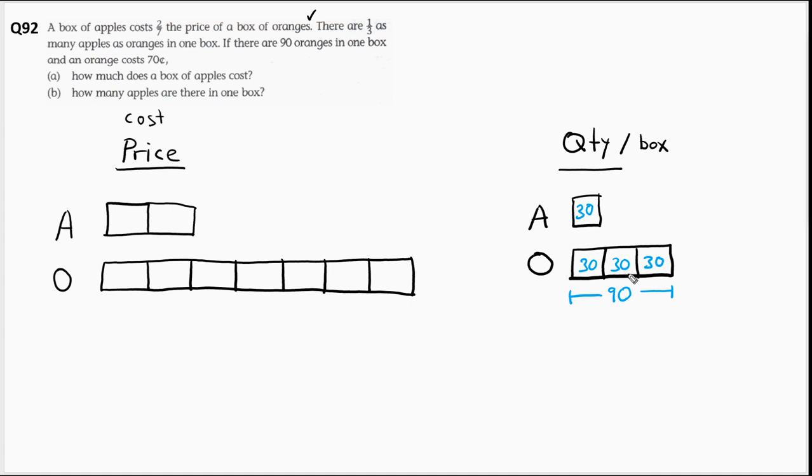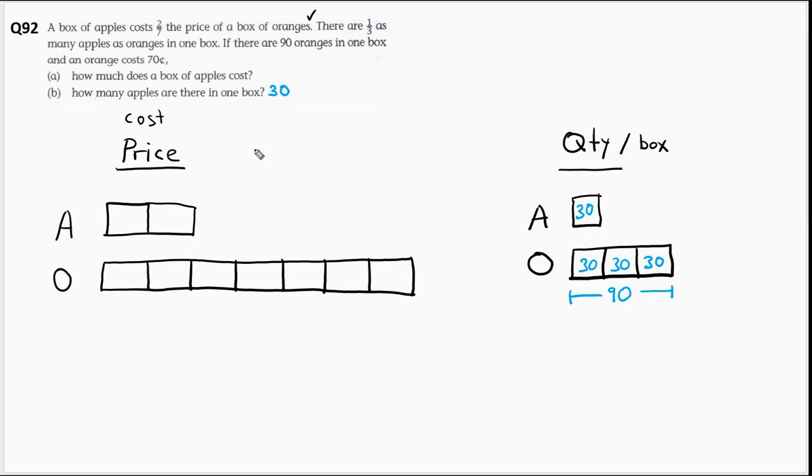And actually, I think there was a question about quantities, and that's over here. How many apples are there in one box? Well, actually, we've got the answer to this already, haven't we? So we might as well put that in. We've already answered one question. Now we want to answer this. How much does a box of apples cost? Well, we know that there are 30 apples in a box. We need to now figure out price. So there are 90 oranges in one box, and an orange costs 70 cents.